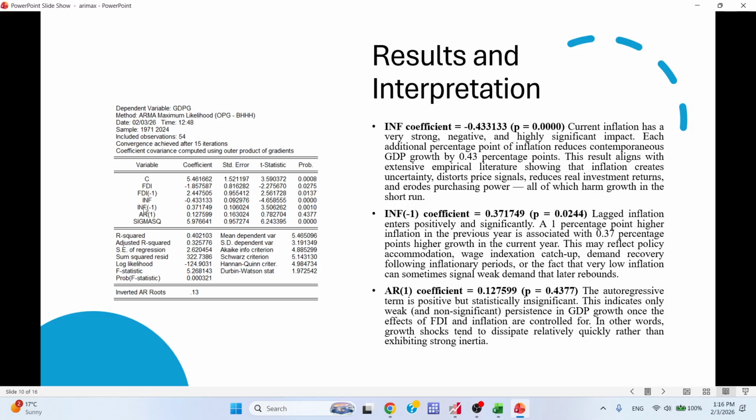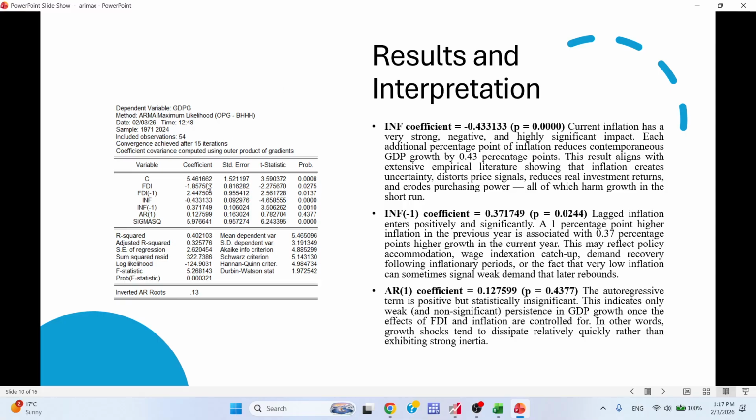Then when we look at its lag value, it is showing a positive impact and it is also significant. Lag inflation enters positively and significantly. A 1 percentage point higher inflation in the previous year is associated with a 0.37 percentage point higher growth rate in the current year. This may reflect policy accommodation, wage indexation, catch-up demand recovery following inflationary periods, or the fact that very low inflation can sometimes signal weak demand that later rebounds. Again, it varies from country to country.